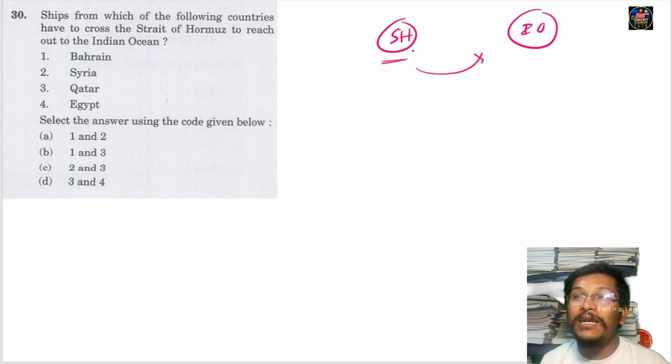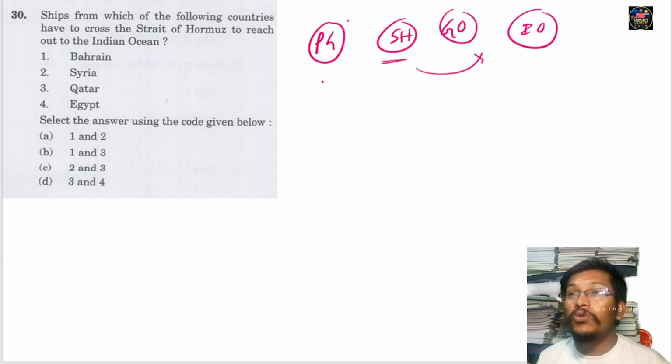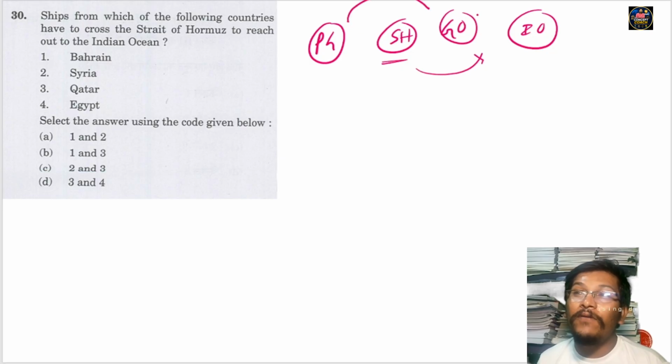This Strait of Hormuz is the link between the Persian Gulf and the Gulf of Oman. The countries which are part of the Persian Gulf have to cross the Strait of Hormuz to reach the Gulf of Oman. From the Gulf of Oman, we can reach the Indian Ocean. So what are the Gulf countries here? One is Bahrain and the second one is Qatar. So 1 and 3 is the correct option here. So option B is the correct option.